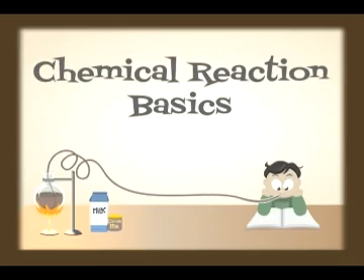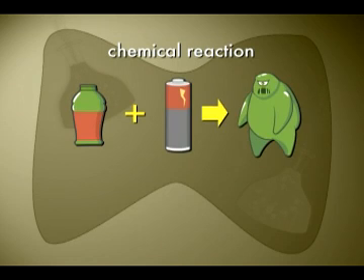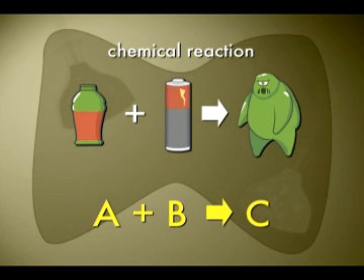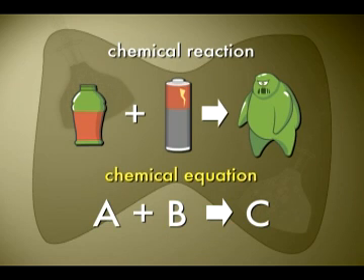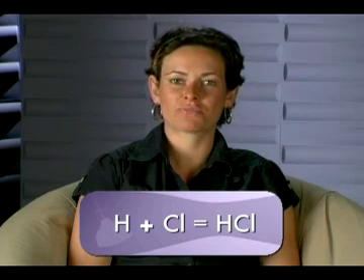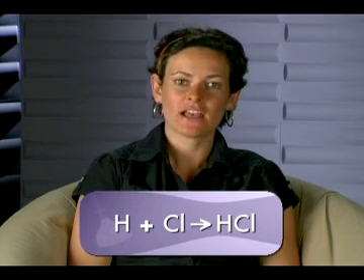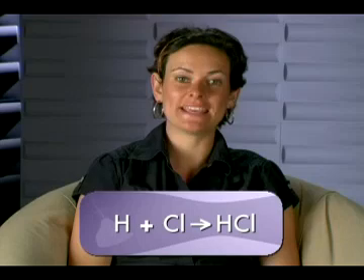Chemical reaction basics. Before we get into acids and bases, you've got to know some things about chemical reactions. A chemical reaction happens when one or more substances changes into something else. The written version of a chemical reaction is called a chemical equation. Writing chemical equations is kind of like writing basic addition problems, but in chemistry we use arrows instead of equal signs. The arrows show that a change is taking place.